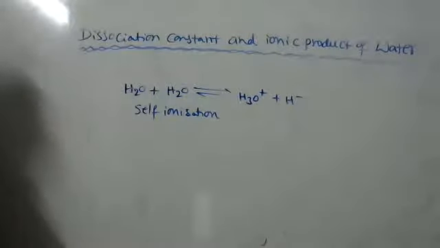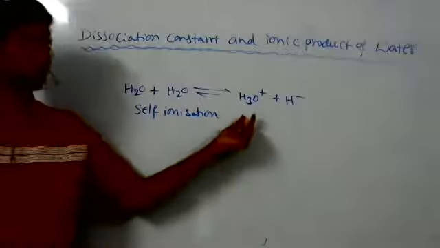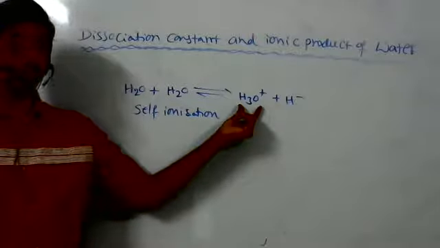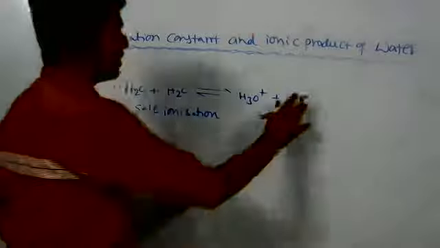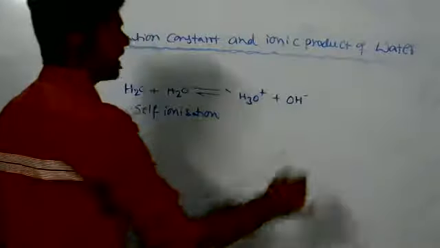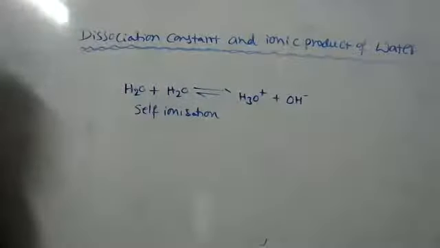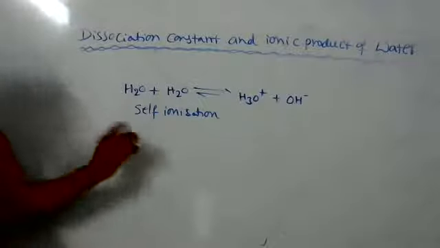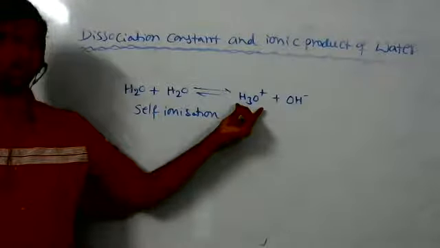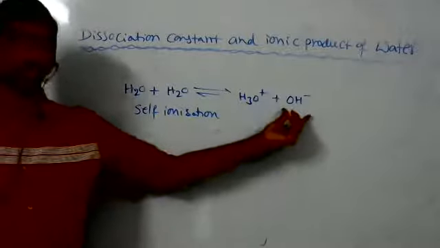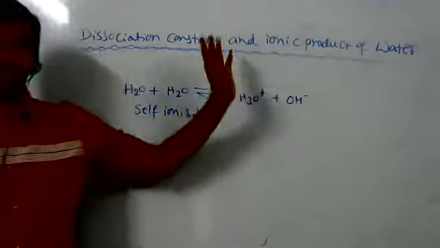So the definition is very simple. It is just the product of the molar concentration of H3O+ and OH-. It's called the ionic product of water.